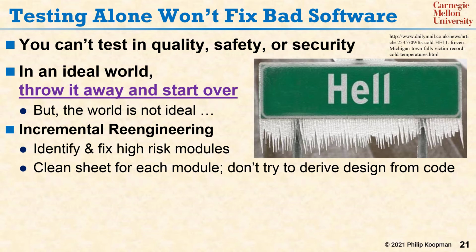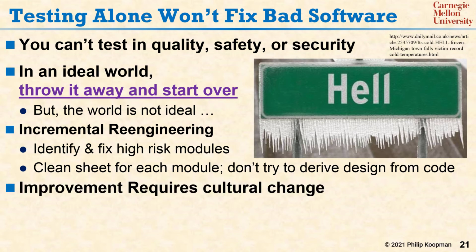So instead, usually what you should do is re-implement risky modules from scratch using a good design process, baking in quality as you go. Then integrate those modules into the bigger system. That's usually the cheapest, smartest way to improve software if you're not able to do a complete do-over.